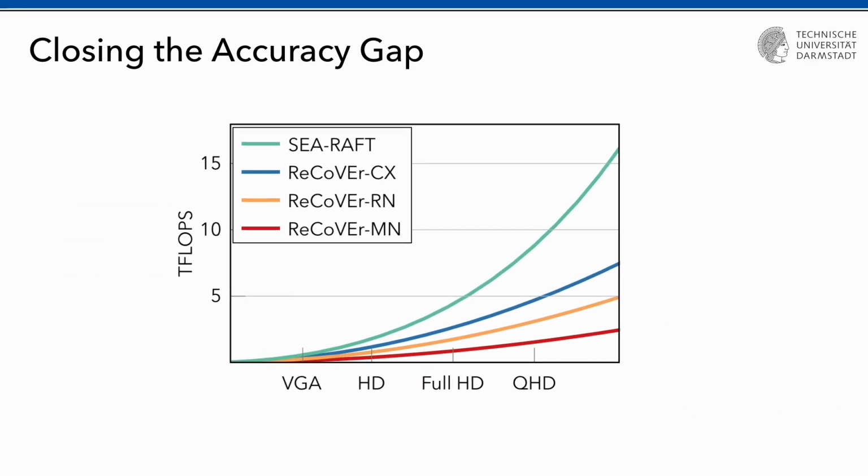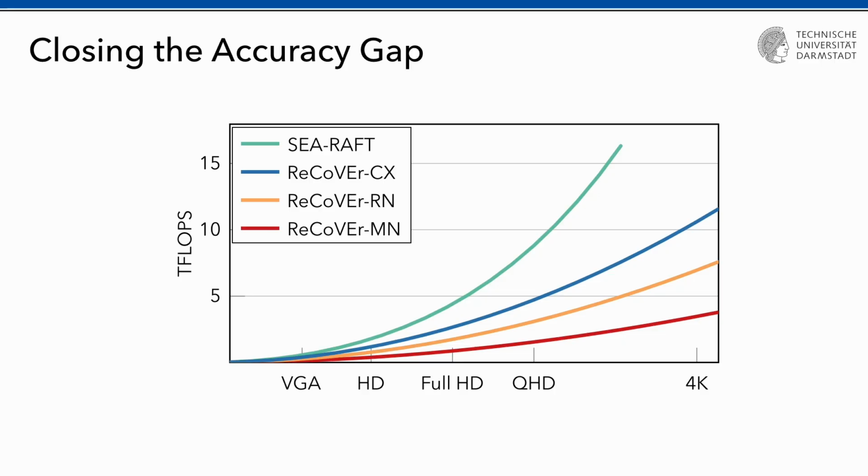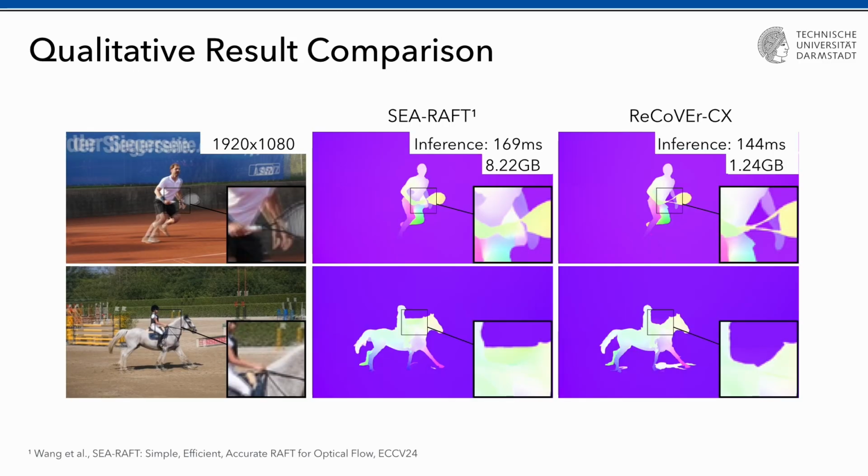In comparison to other methods, the increased memory efficiency of our methods allows us to run optical flow estimations even at high resolutions, like 4K, with memory footprints ranging from only 3 to 5 GB. When we look at qualitative results, we can see the similar prediction accuracies of CRAFT and our method Recover CX in most areas. But when looking into details, we can see that Recover CX is better at disentangling complex motions.